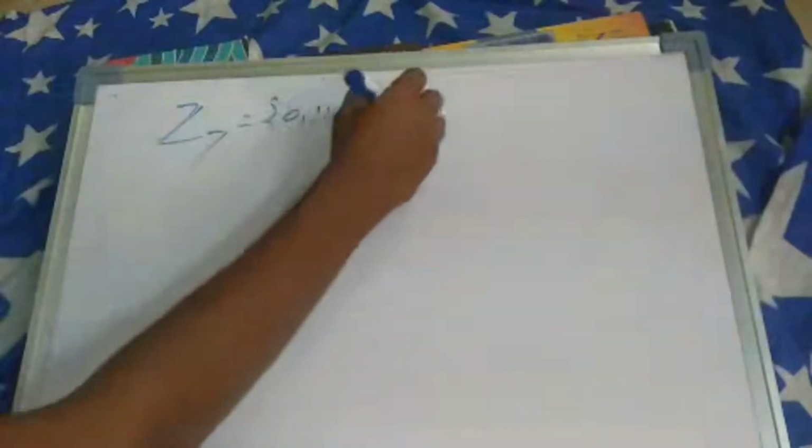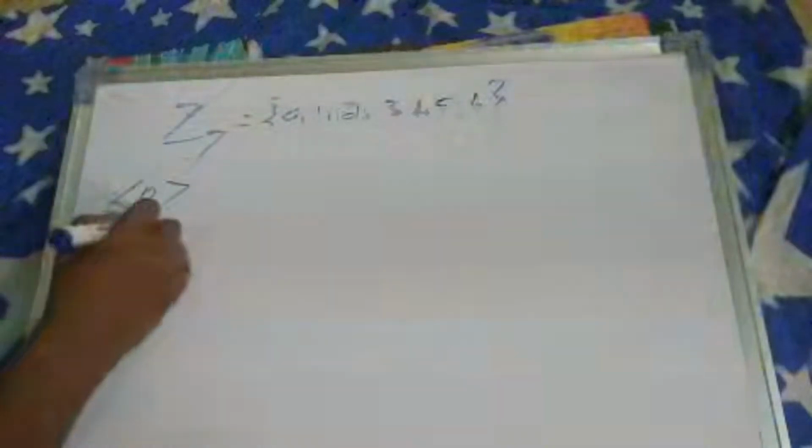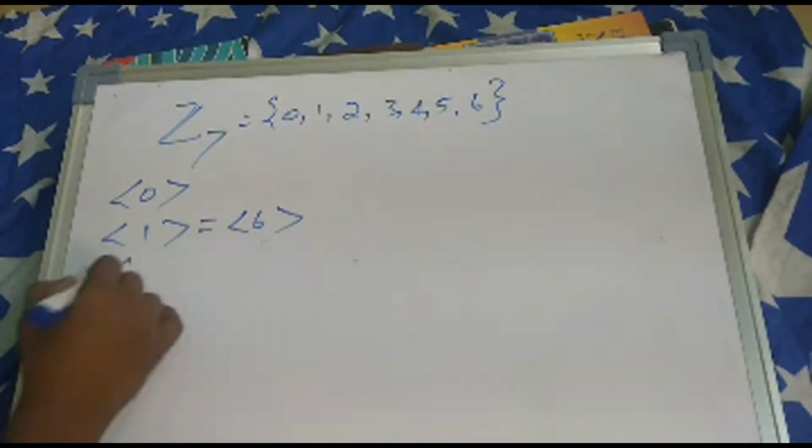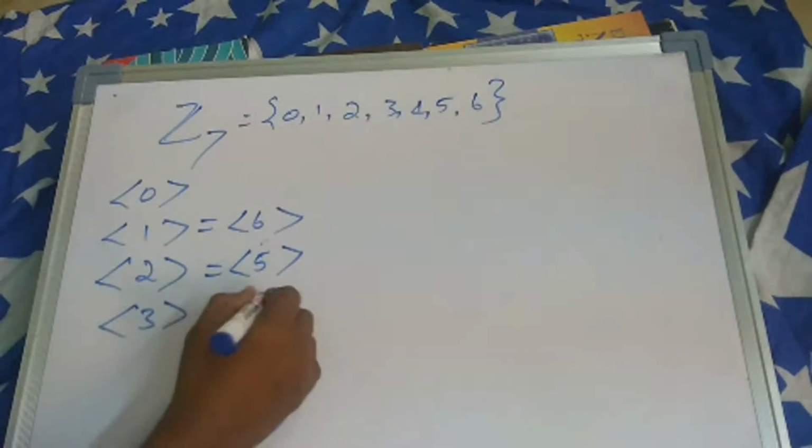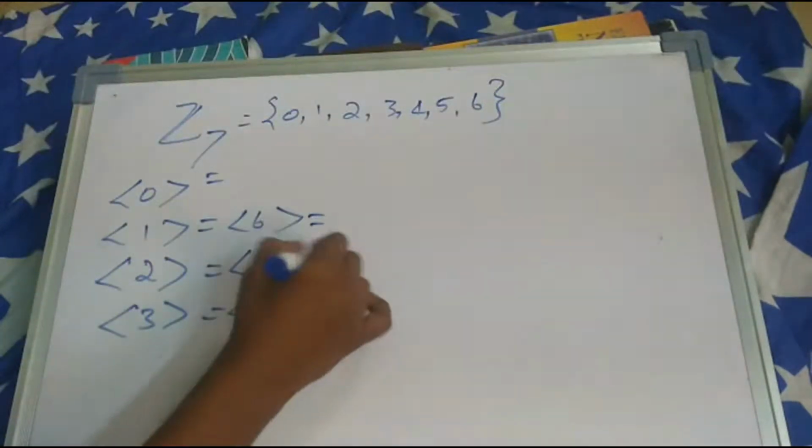Now we will consider Z7. Maybe I will give you a minute's time. Try to find all the subgroups generated by all the elements of Z7. That is, Z7 has 0, 1, 2, 3, 4, 5, 6. Try to find the subgroup generated by 0, 1, which happens to be the subgroup generated by 6; 2, which is nothing but the subgroup generated by 5; 3, which is nothing but the subgroup generated by 4. Try to find all these sets.